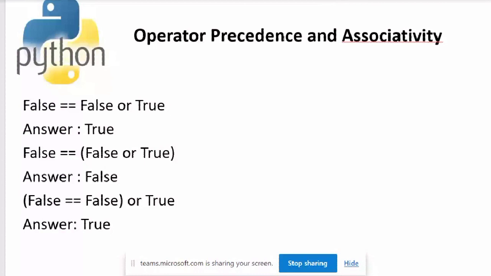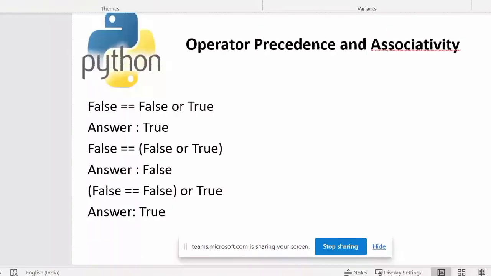Okay, very good. And in this one, we put the parenthesis on the first part. So this is similar to the first one only, obviously. False equals to false means you'll get the true value here, right? True or true means true only, right? So it's easy. Very good.